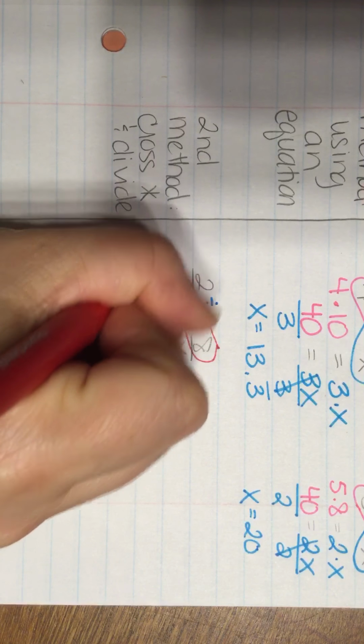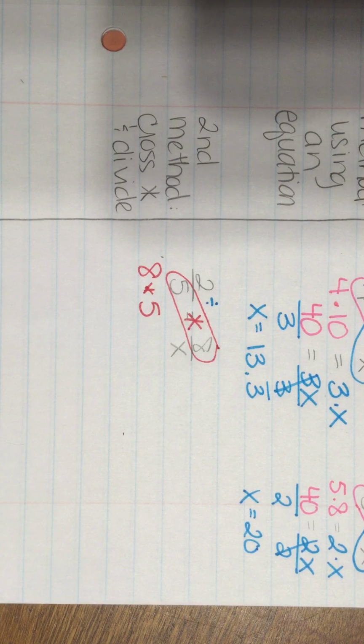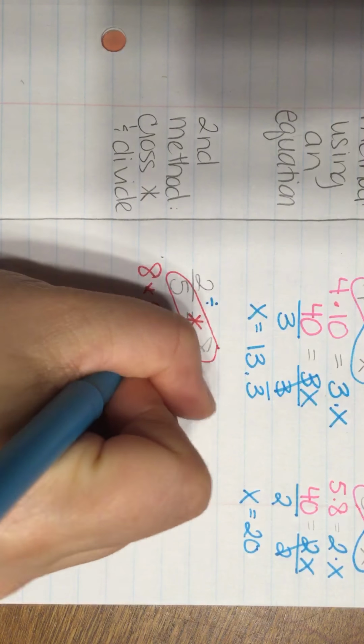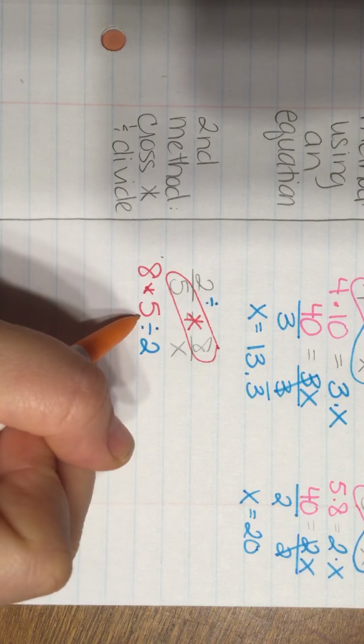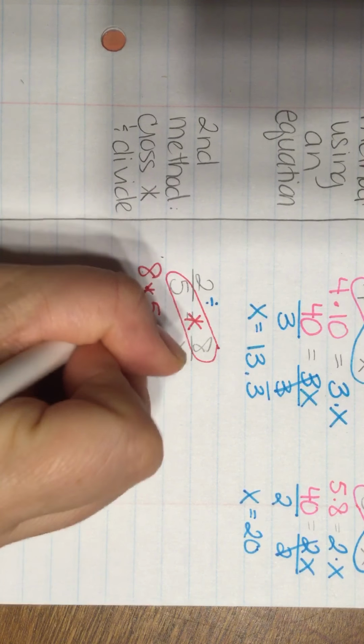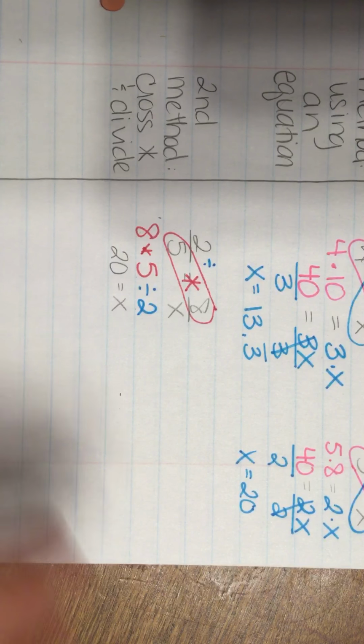So we're going to do 8 times 5 divided by 2, and you can use your calculators or use your brain, and you know 8 times 5 is 40, divided by 2 would be 20, equals x. So you can just do it super quick like that too.